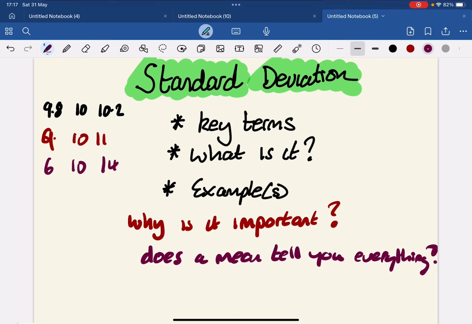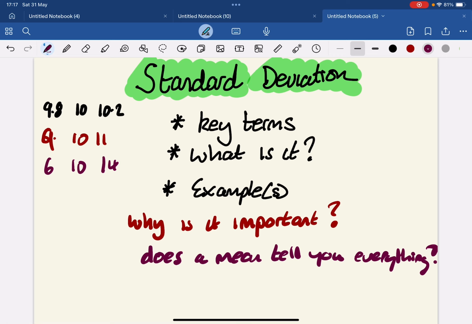A third group measured 6, 10 and 14. Now, looking at all of those, the next step might be to find the mean, but the mean for all of them is 10. So you say, my average for this set of results is 10. The next group, my average is 10. The next group, my average is 10. But actually, there's a bigger picture here.